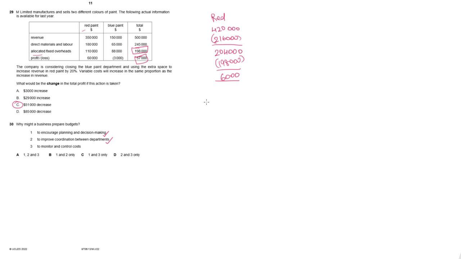So coordination is there. To monitor and control cost, yes, because once the budgets are prepared and later on there is actual performance, actual output has been produced, sold, so you can compare what was budgeted, what is actually done. You can compare them, you can see where costs have increased, where costs have decreased. Control of cost is possible. So 30A.